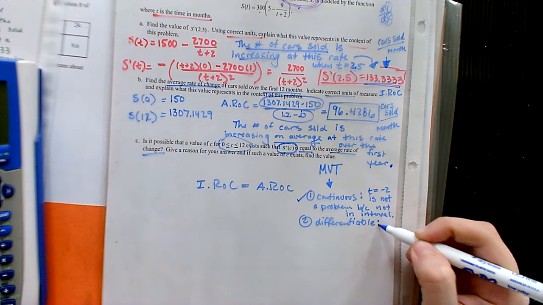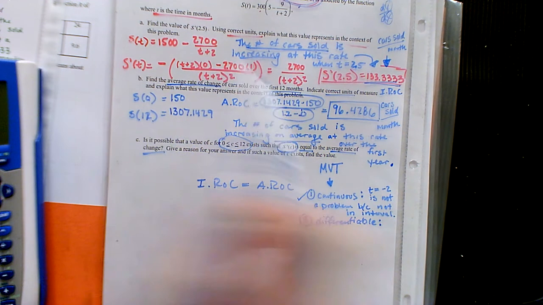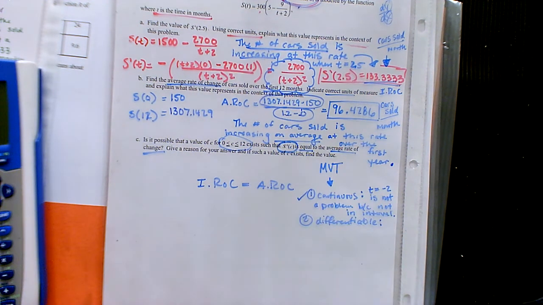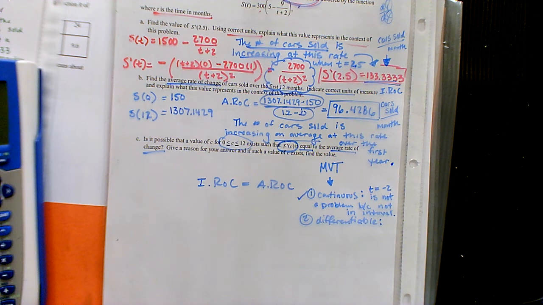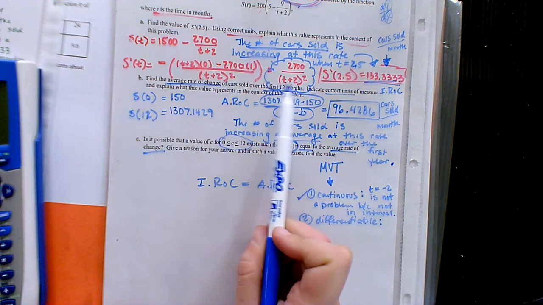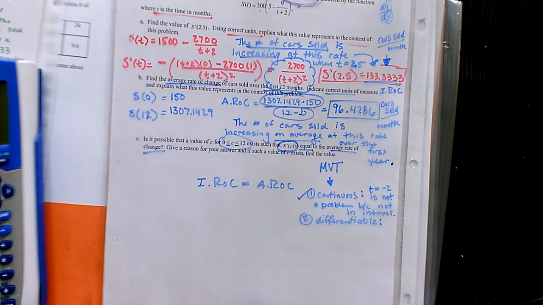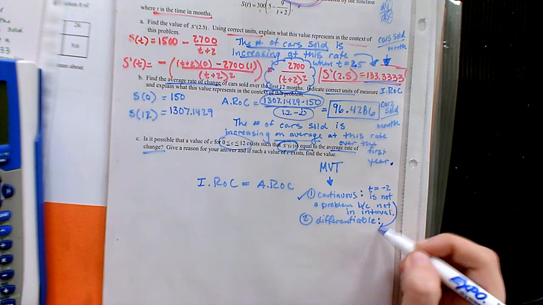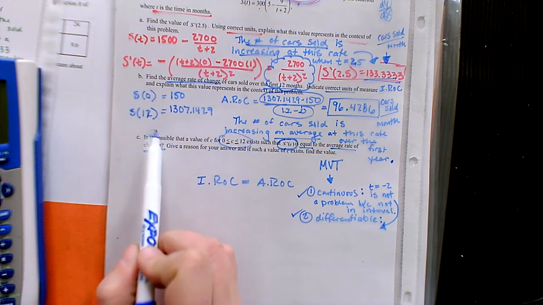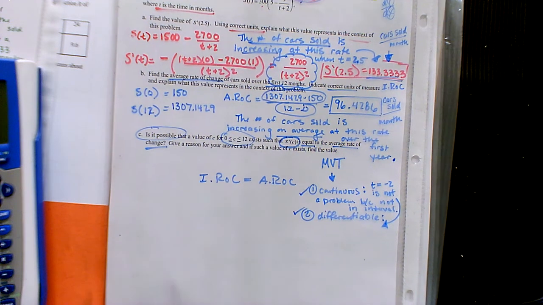Let's try differentiable. So we know what the derivative is. We actually did that in part A. Okay, that was this 2700 over t plus 2 squared. So if you think about if there'd be an issue for this derivative function, that would happen at negative 2 as well, but it's not in the interval. So we can kind of use the same reasoning for this differentiable part as well. So it looks like we are continuous and differentiable. So if the conditions are met, then the answer to this yes or no question must be yes.